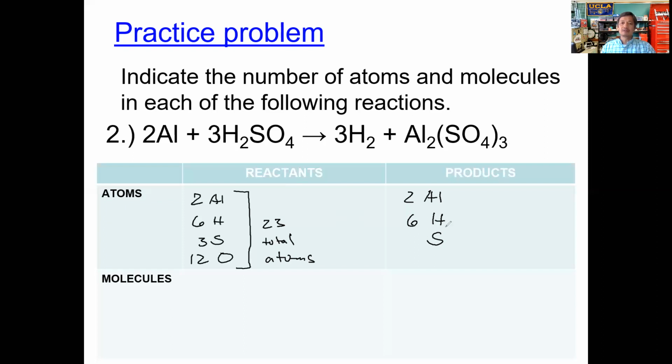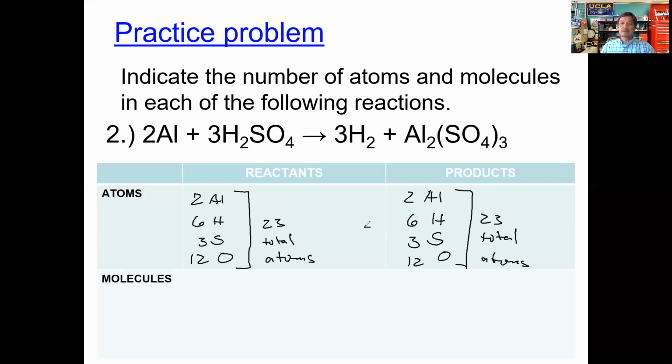So 3 of these, which gives us 3 sulfur atoms. And then finally with the oxygens, we have 4 in 1 sulfate. We have 3 of these in 1 of these aluminum sulfate particles. So therefore, we also have 12. So again, if we add these up here, we'll have then 23 total atoms as well.